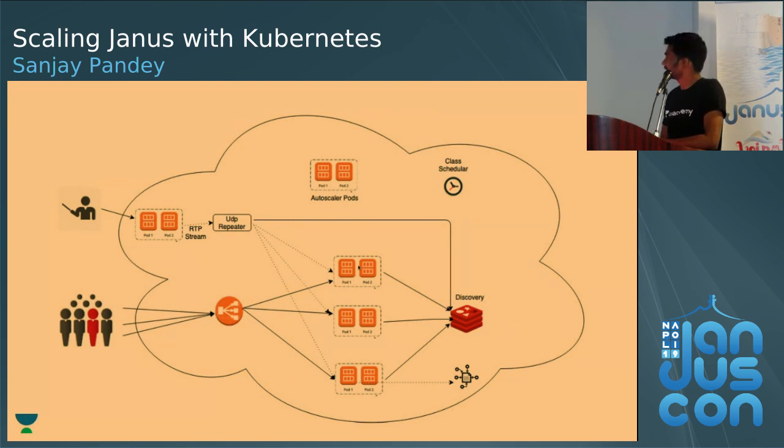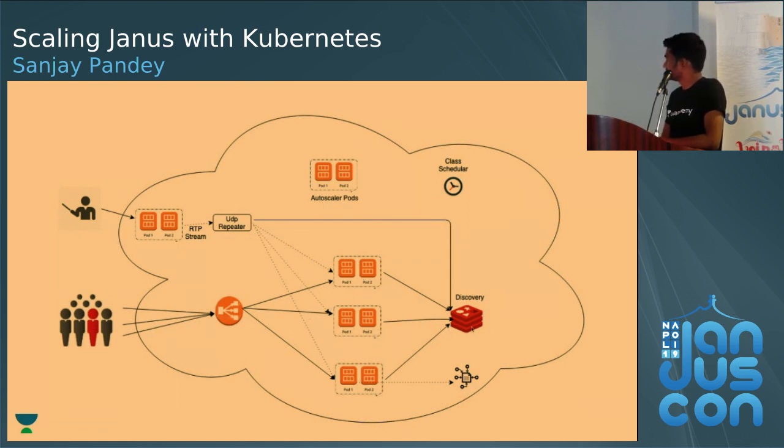So every class will have, initially, a class scheduler. Whenever a class is going to happen, whenever the educator comes online and starts a class, the class scheduler will spin off two pods with one auto scaler for the individual class. As the class progresses and the number of users joining the class grows, the auto scaler, based on the number of WebSocket connections being made to the pods, will scale the pods automatically.